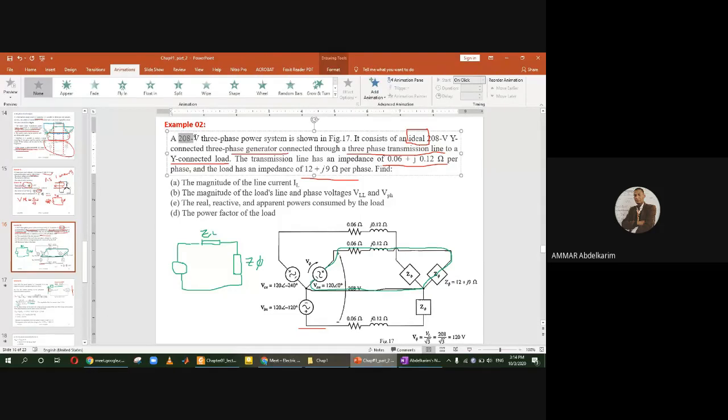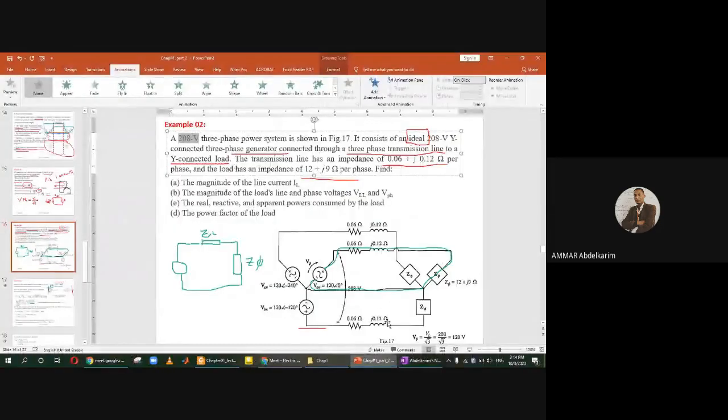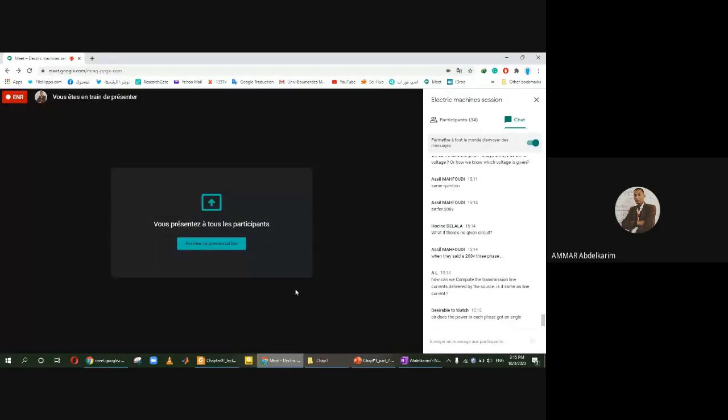Why here 208 is the line voltage? You see here 208 divided by square root of 3 equals almost 120. Okay, 208 is the line voltage, while 120 is the phase voltage.